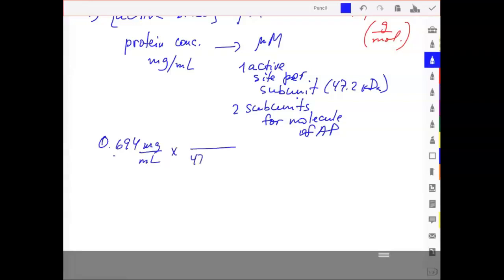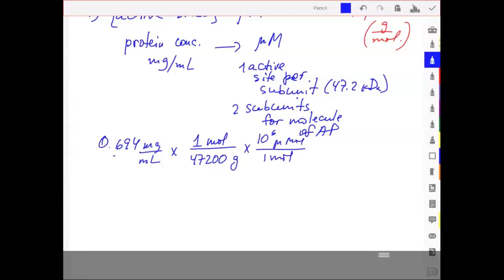And we're going to convert that into 47,200 gram per 1 mole. That's molecular weight. And then we need to convert moles into micromoles, right? So it's going to be 10 to the 6 micromole to 1 mole. And let's see what we got.